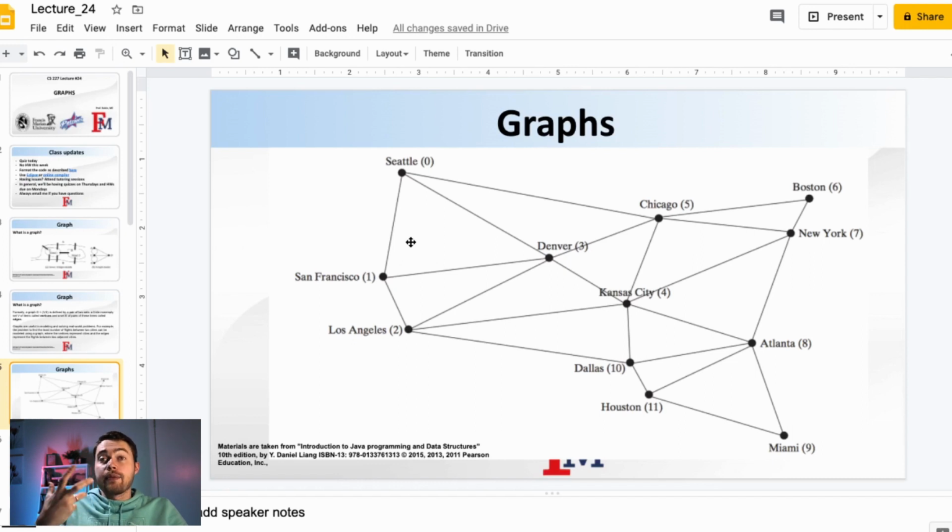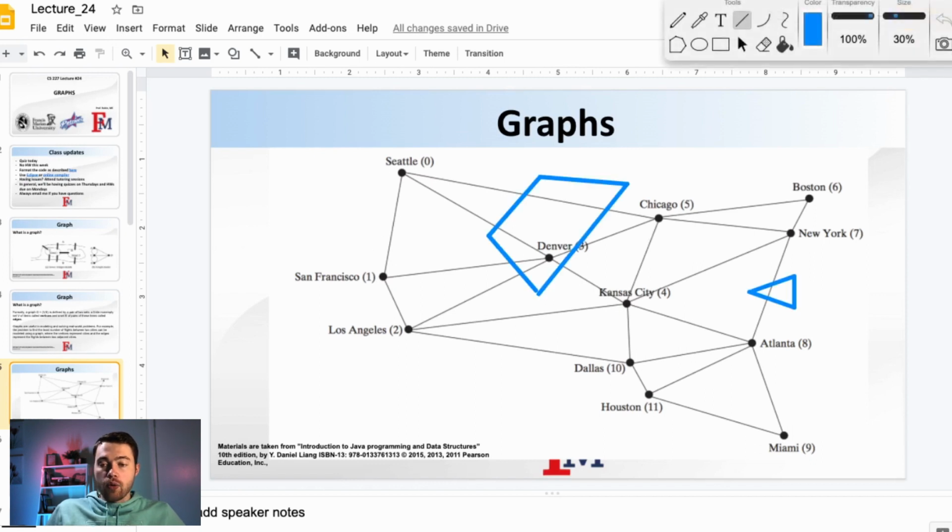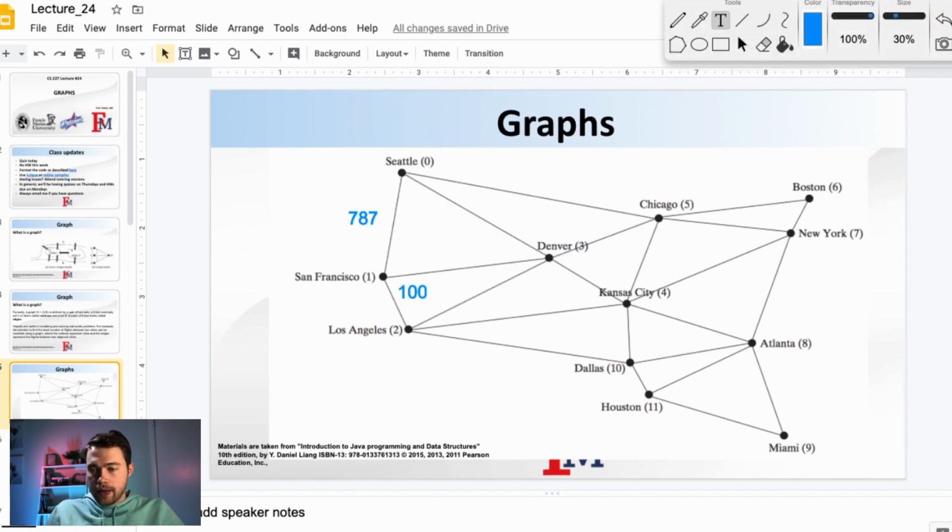In this case, for example, there can be distance. There is a difference between going from San Fran to LA and going from San Fran to Seattle, and the difference is huge. It's how many hours it would take you. So in situations like this, the graph would be not only undirected but also weighted, which means each of those edges would have a weight, which will be the distance. Let's say 787 miles, and here let's say 100 miles. But other than that, it's pretty much the same thing.